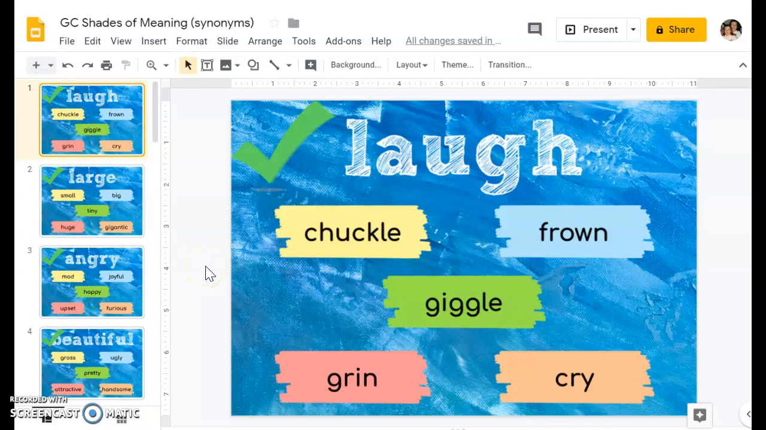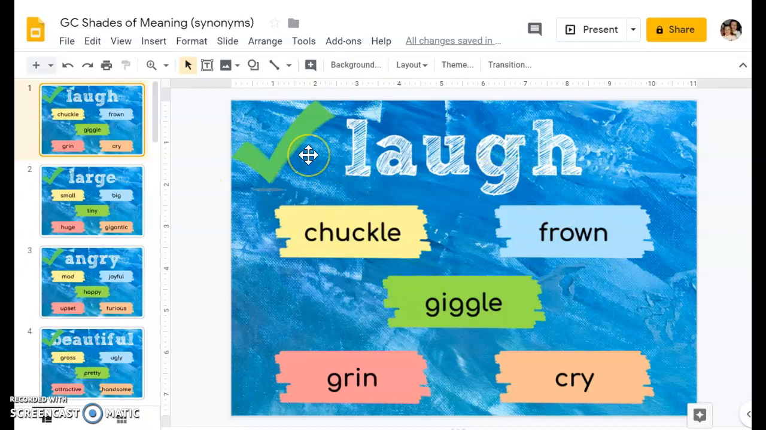Today we're going to be working on shades of meaning or synonyms. For each of your screens, you have a main word that's in white at the top. Then you have 5 choices below. There are 3 synonyms, or 3 words that mean the same thing as the top word.